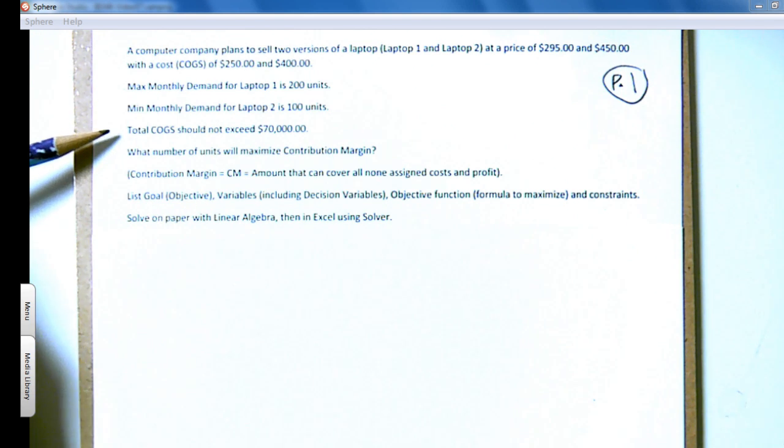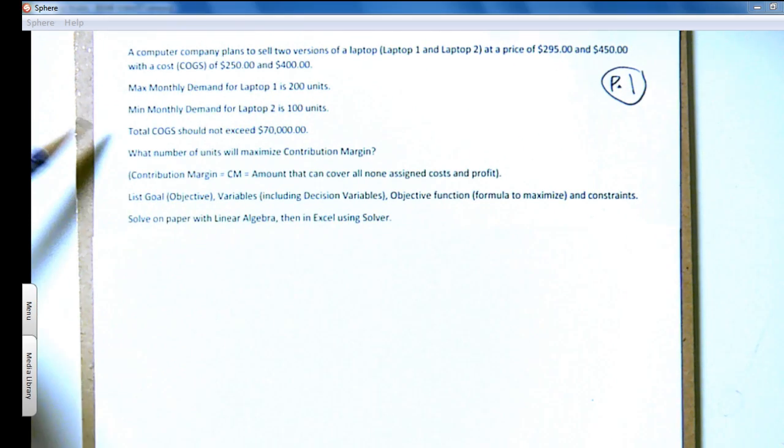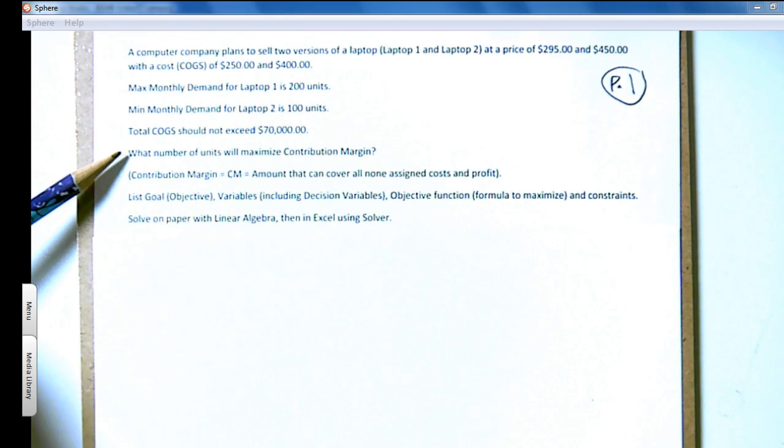Total cost of goods sold should not exceed $700,000. And our objective or goal: what number of units will maximize contribution margin? Now that is what we will try to solve using linear algebra or Excel solver. Now contribution margin is simply sales minus cost of goods sold. It means the amount left over that can contribute to other expenses besides cost of goods sold and profit.